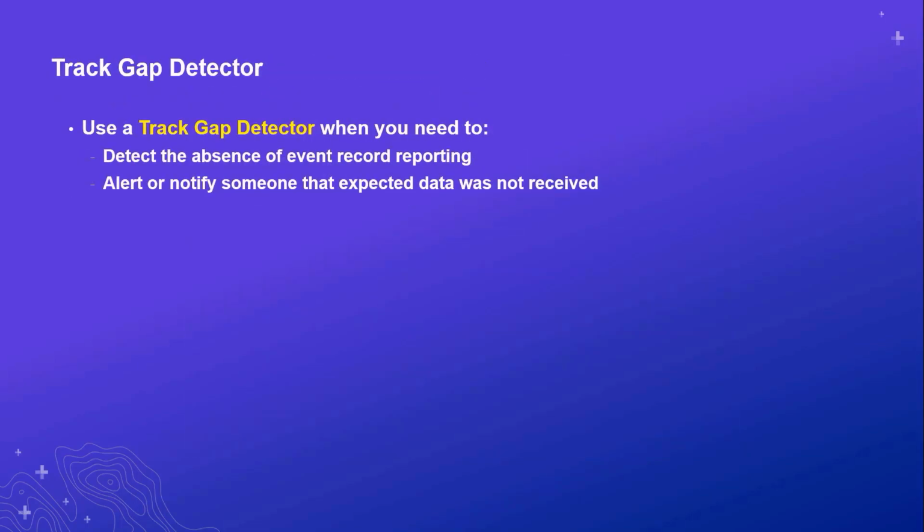So in general, you want to use a Gap Detector when you need to detect the absence of event records reporting, and also to alert or notify someone that expected data was not received. So the idea here is if you're expecting data to come in every 5 seconds, in this case, if we're expecting drone 004D to report its position every 5 seconds, and we don't get that data after a certain 5-second window of time, we can trigger a Gap event to notify or alert somebody that there's a gap in coverage or that data is no longer coming in real time.